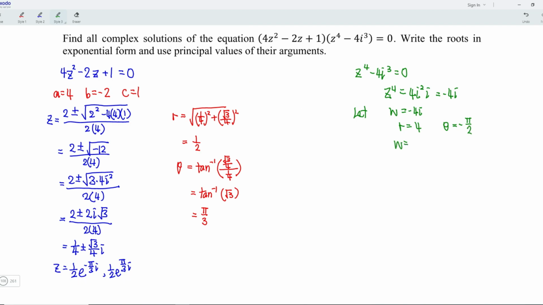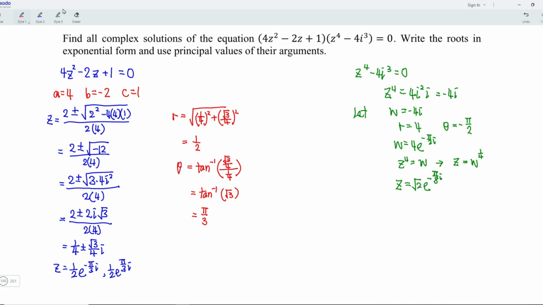Therefore, w is equal to 4 e to the power negative pi over 2 i. However, what we need here is z, which means that the solution is equal to w to the power 1 over 4. To obtain the solution, very easy. Firstly, take the modulus to the power that we have, that is 1 over 4, and this would simply be square root of 2. Next, we have e to the power negative pi over 2 i. However, we need to take the root of 4, which means that we should divide the angle by 4, that is negative pi over 8 i. And now let's determine the rest of the solutions.